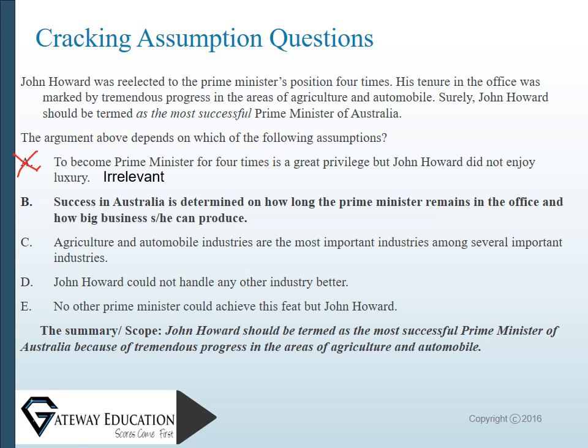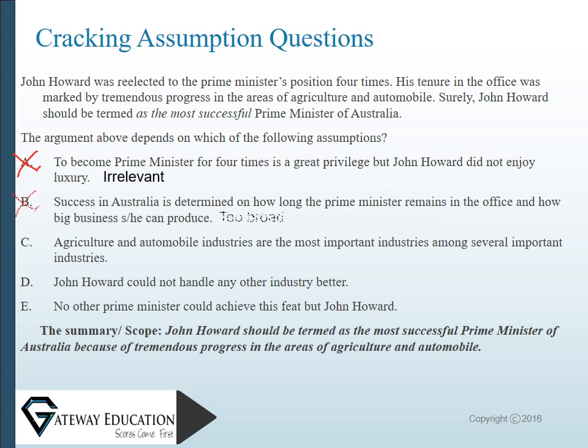If we judge B, it says success in Australia is determined on how long the Prime Minister remains in the office and how big business she or he can produce. Remaining long in the office is something that is stated in premise 1, not in premise 2. The second part, how big business she or he can produce, is too broad a term, because the passage is very specific, and that also in the second premise, that he could make tremendous progress in the agriculture and automobile sector. Therefore, it is too broad an option.